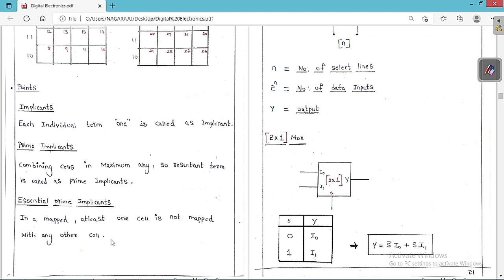So finally we can say that each and every term of one is called an implicant. If you group the cells in the maximum manner, the simplified expression is called the prime implicant. But if you group in such a manner that at least one cell is not paired with any other group, then that expression is called the essential prime implicant. These are the very important points that you always have to keep in your mind.